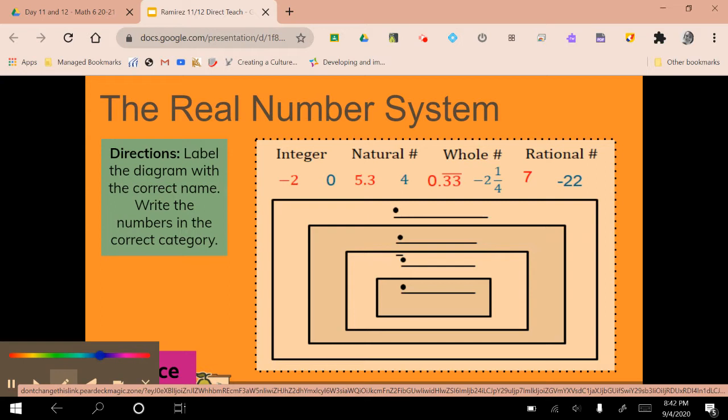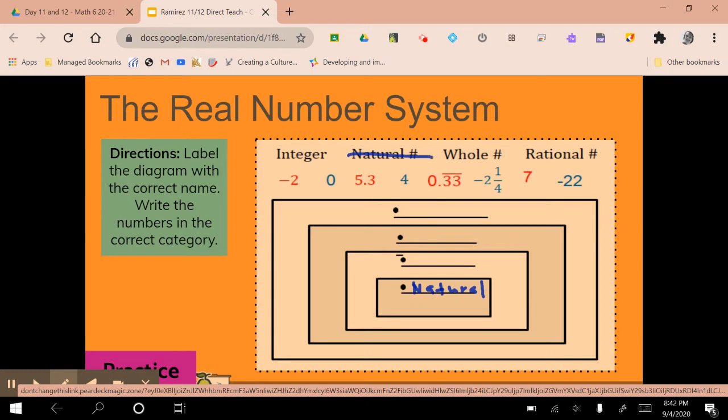Okay, now we're going to talk about the real number system. We need to label the diagram with the correct name and write the numbers in the correct category. We learned these categories the other day. The smallest category is the natural numbers. So here in the smallest box, I'm going to write natural. Okay, we can cross that out.